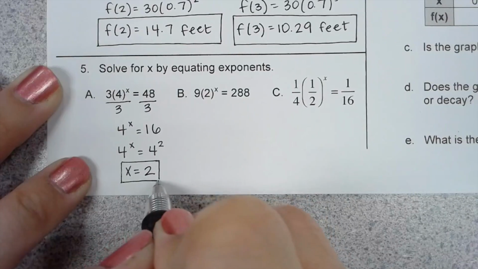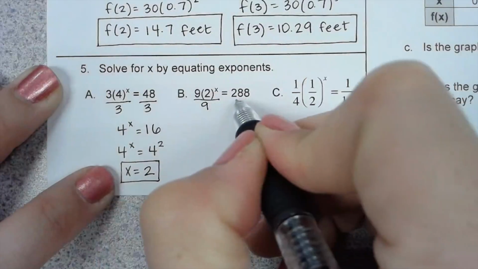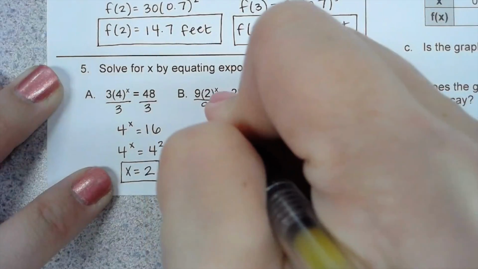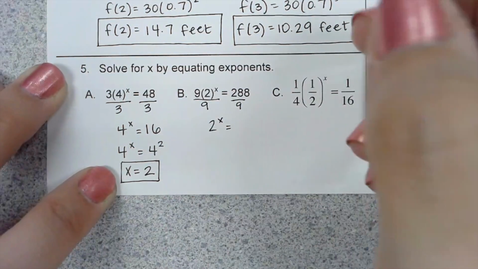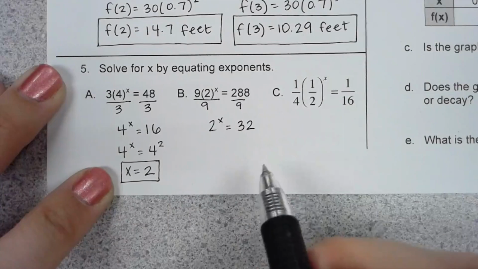And so you can use that process of equating exponents to solve the next 2 problems as well. On B, you'll start by dividing both sides by 9. Doing this helps make your numbers just be a little bit smaller. 288 divided by 9 gives you 32. And so again, there's 2 ways you could finish this problem.